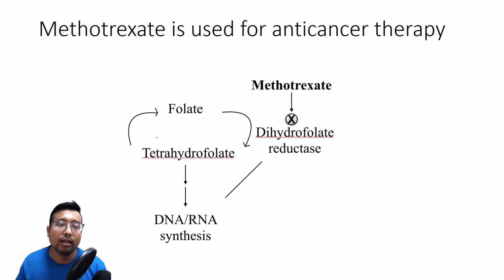So this is the basic reaction of dihydrofolate reductase. So what does dihydrofolate reductase do? You see, folate is converted to tetrahydrofolate, and the dihydrofolate reductase enzyme is catalyzing that step, and ultimately DNA and RNA are synthesized from this tetrahydrofolate, TH4. Okay, so this dihydrofolate reductase is actually competitively inhibited by methotrexate. As simple as that. So if we cut down this enzyme, folate cannot be converted to tetrahydrofolate.